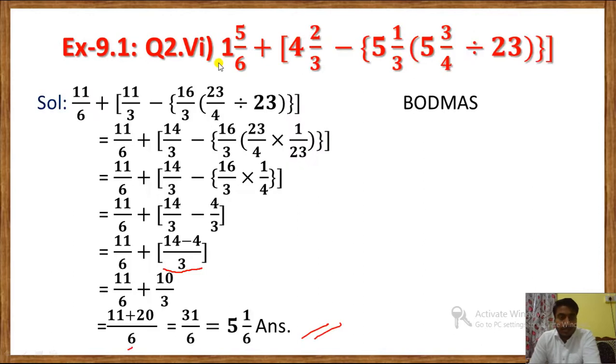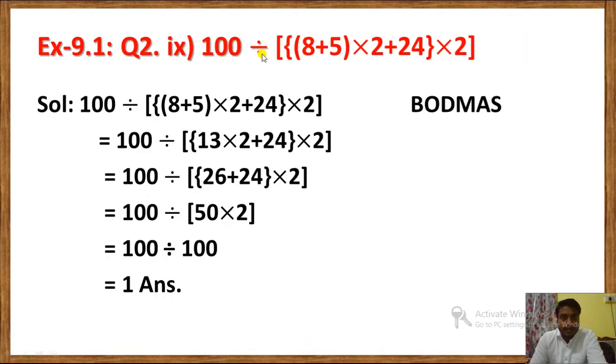Now this is question number 9: 100 ÷ [{(8 + 5) × 2 + 24} × 2]. Now this we have to simplify. So first we write it as it is. Now here we have to find the small bracket and do the work of that. Here you can see the small bracket has 8 plus 5. That means from here we'll get 13 and the rest of the part we write as it is.